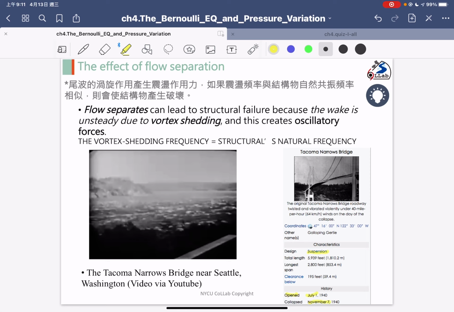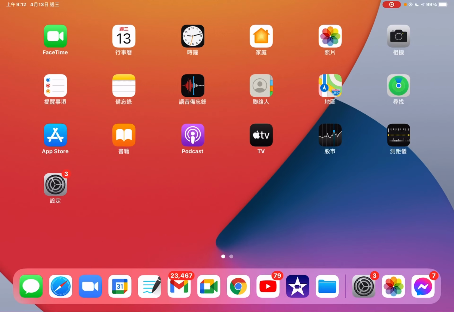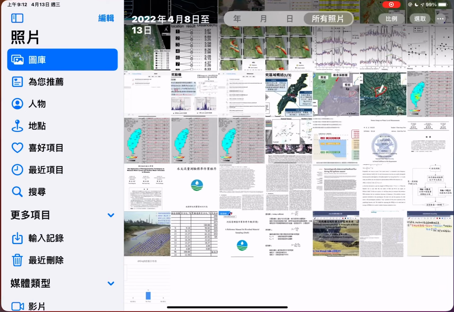Okay, what is the reason? The sentence summarized in here: flow separation can lead to structural failure, because the wake flow is unstable, and theoretically, the condition for the bridge breaking is that the vortex shedding frequency is equal to the structure's natural frequency, and then you will see the structure start to oscillate and finally collapse. Okay, so I can play the movie and you can see the phenomenon for this case.